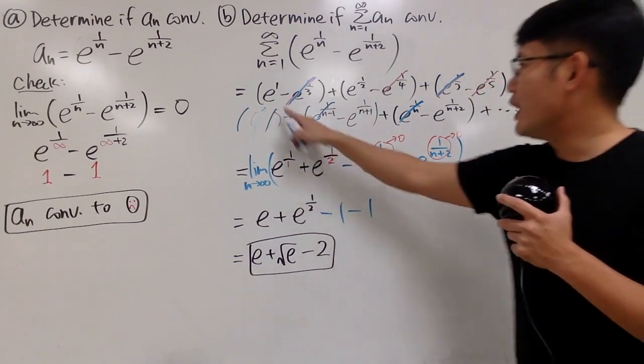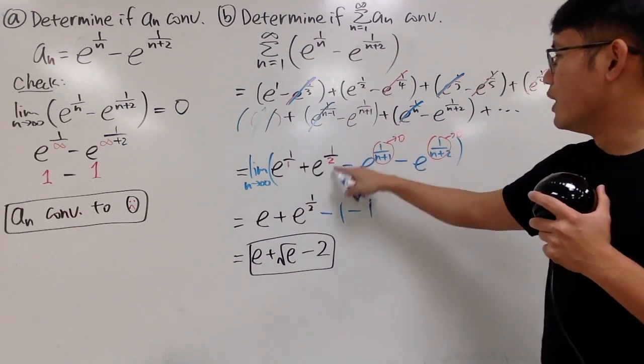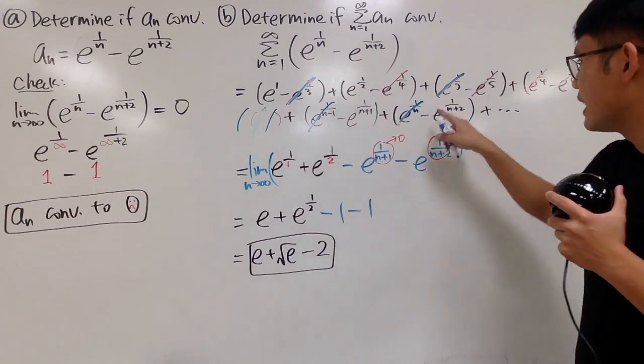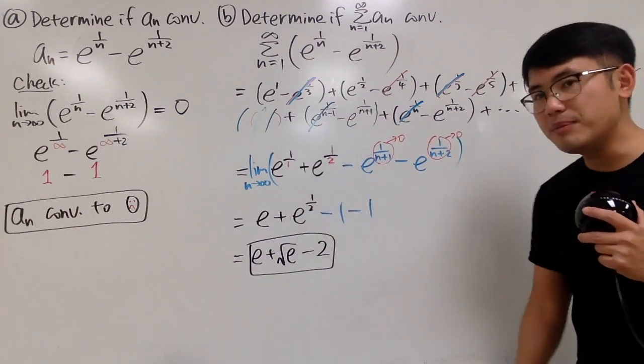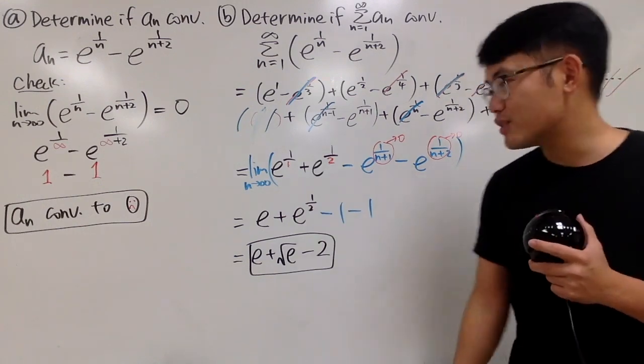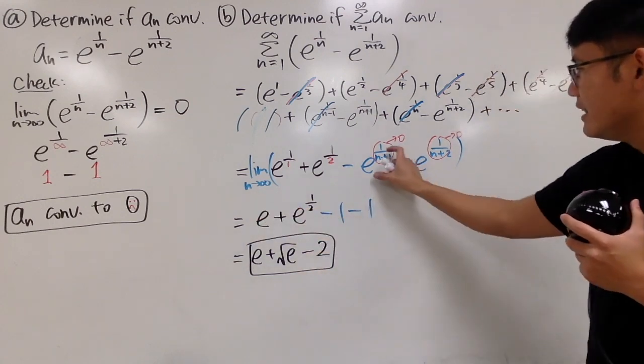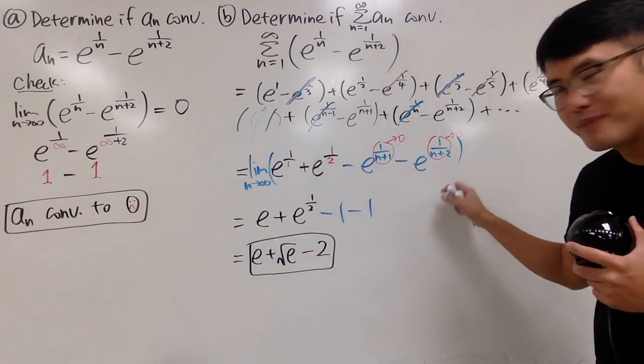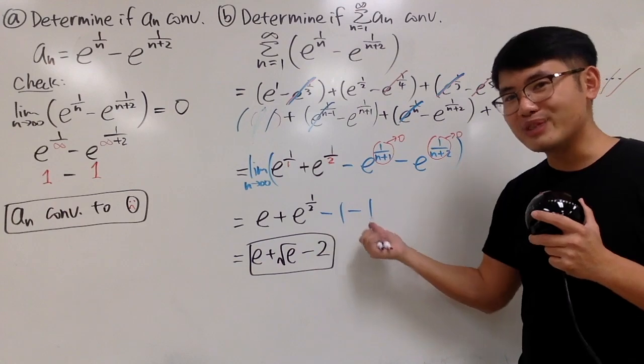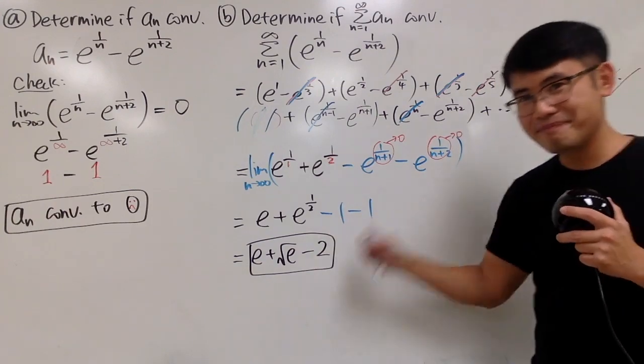So as you can see, you have e to the first, e to the 1/2, and this guy and that guy remained, and then you take the limit. But in this case, don't forget when you take the limit as n goes to infinity, this and that, they do contribute something. Well, you have the -1, so be really careful with that.